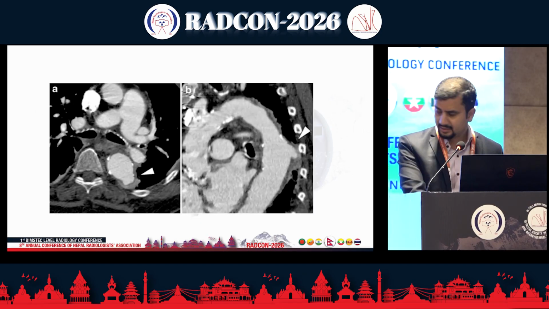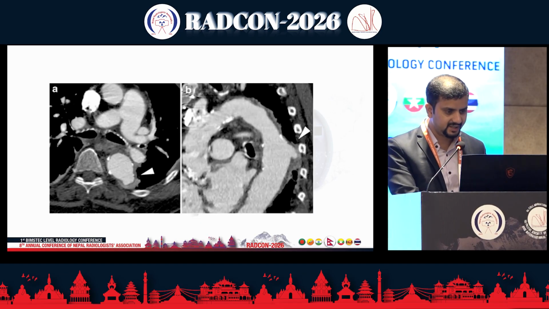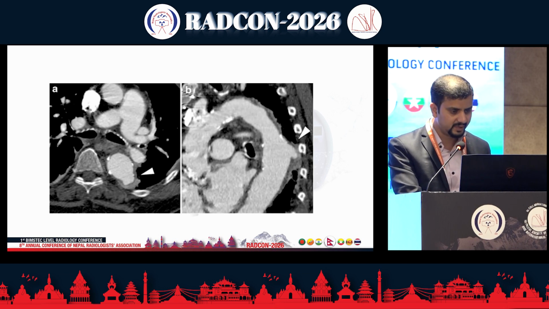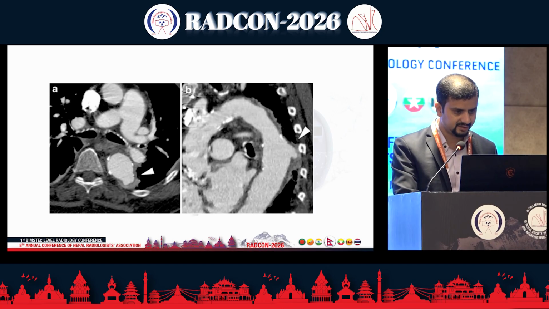So here we can see the outpouching has extended beyond the normal aortic contour, and there is surrounding hematoma in both of these cases. So these were the cases of penetrating ulcers.